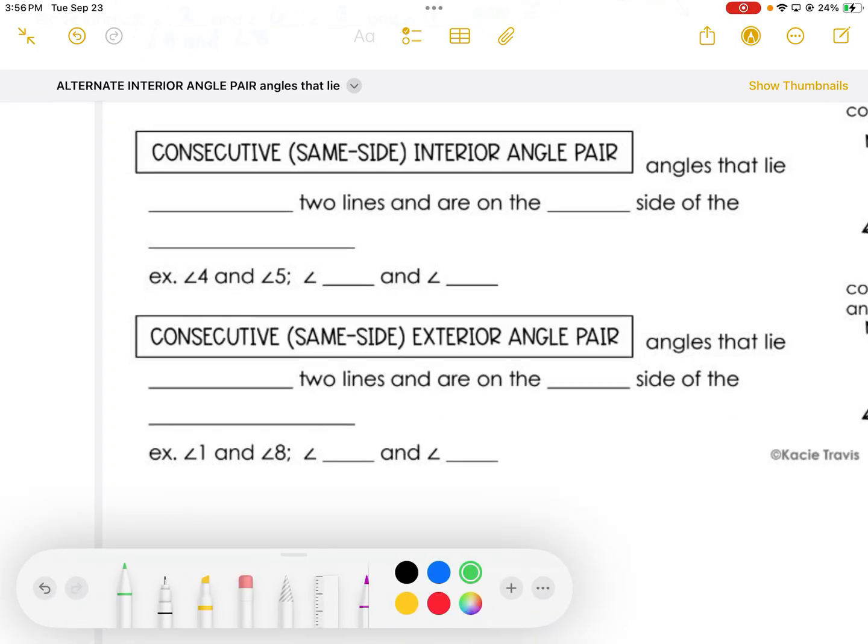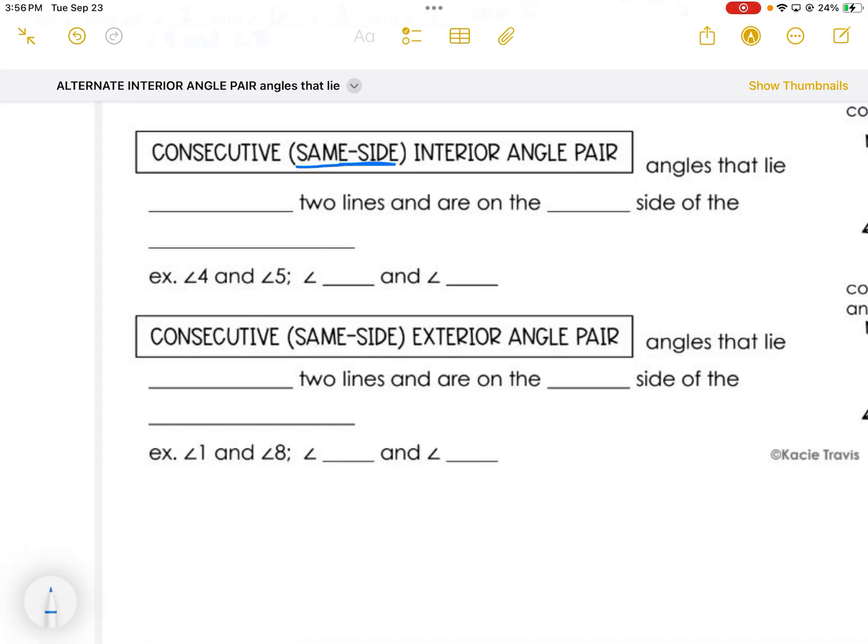If you'll follow along and look at your picture, consecutive or same side interior angles, and I'm going to call them same side. Either consecutive or same side, they're both acceptable, okay? They mean the same thing. But consecutive interior angles or same side interior angles are angles that lie between the 2 yellow lines because they're interior, but they are on the same side of the blue line, so the same side of the transversal.